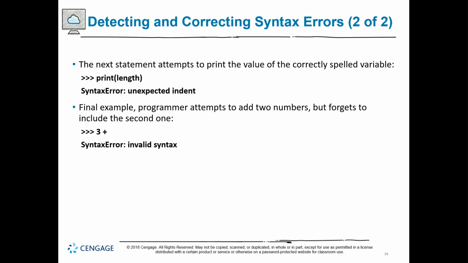So our example could be as simple as 3+ and hit enter. The system doesn't know how to do that because it's expecting 3+ something else. So it's not expecting an operator at the end by itself.